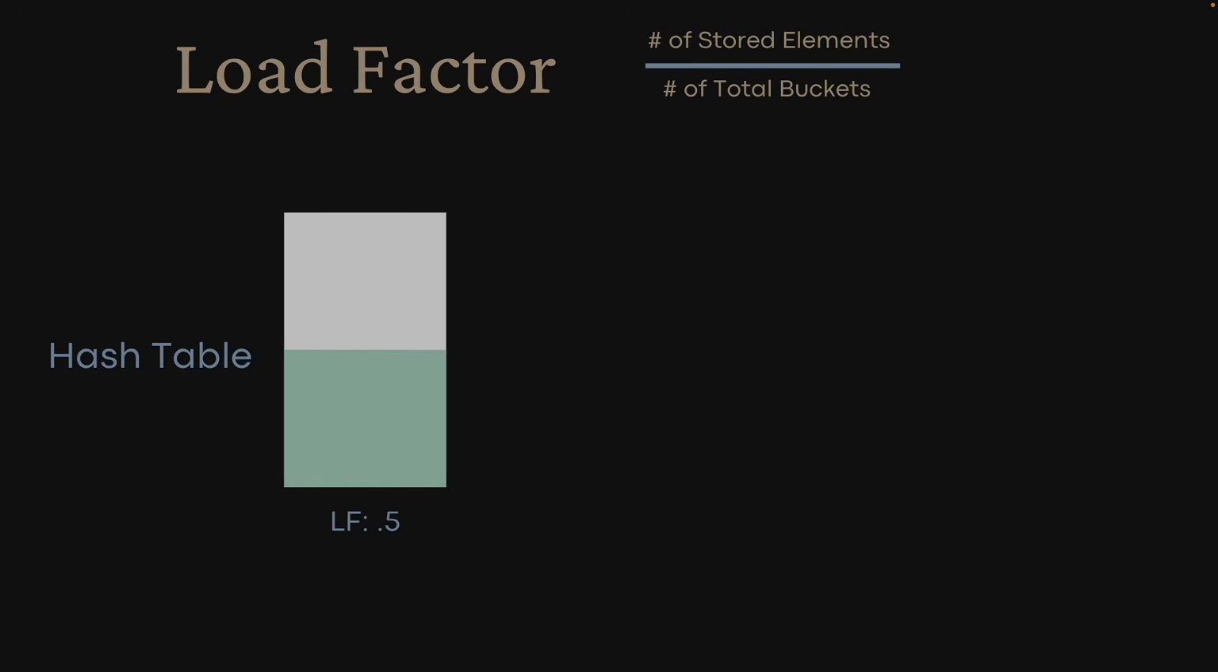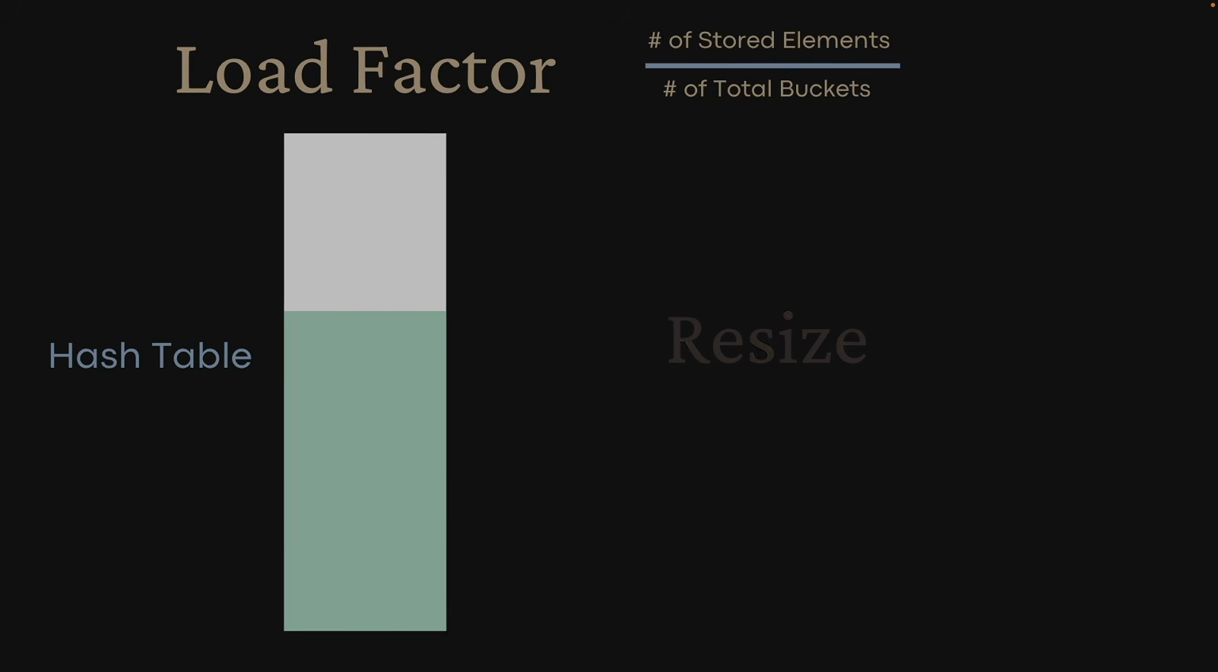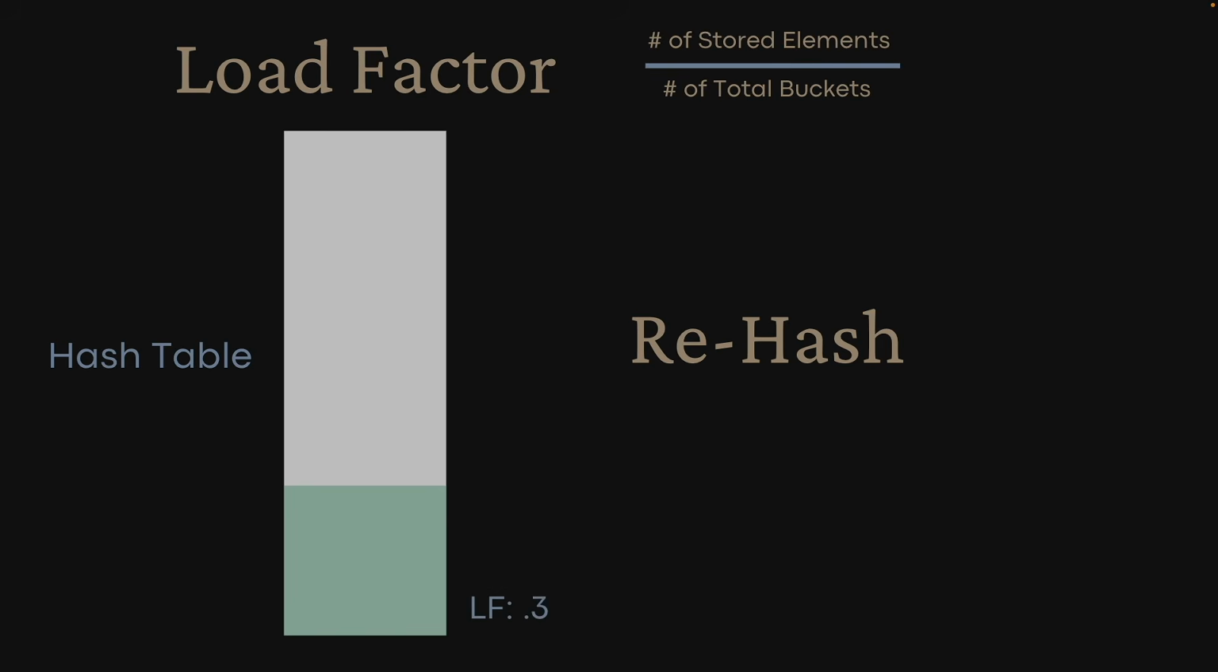Most hash table implementations will resize the hash table when it reaches a load factor of around 0.7, meaning 70% of the table is full. This typically involves doubling the size of the hash table and rehashing each entry that was in the original table. This will bring the load factor back down, since we keep the number of stored elements constant, but increase the number of total buckets. Resizing and rehashing continues to happen as the load factor increases.